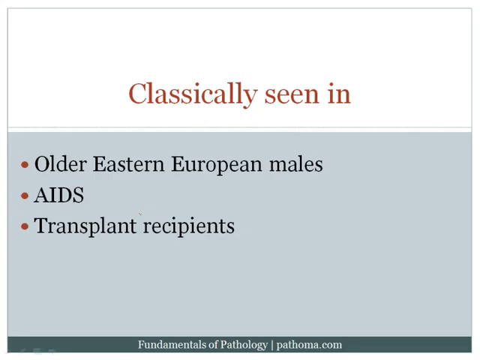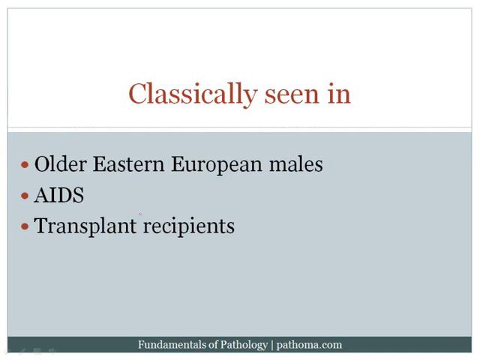Now, there are three patients that get Kaposi's sarcoma. Number one, Eastern European males. So older Eastern European males, that's one group of patients that would get it. And when these patients get it, it usually is localized to the skin, and the treatment is surgical removal. So that's one patient with Kaposi's sarcoma.